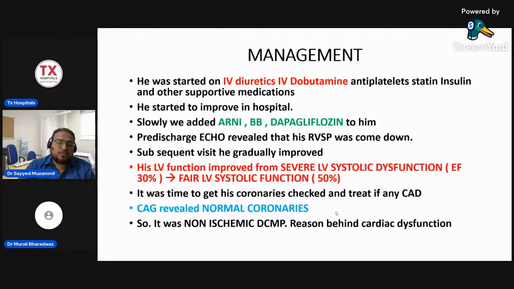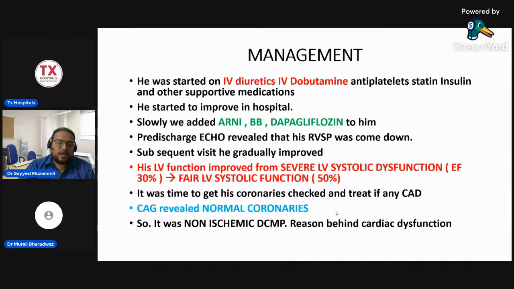And if you observe the patient gradually, you will see that LV size decreases in this patient and LV function improves. So now as his LV function has improved and he was completely dry and there was no extra fluid in his body which would have been causing him breathlessness, now we decided to check his coronaries.